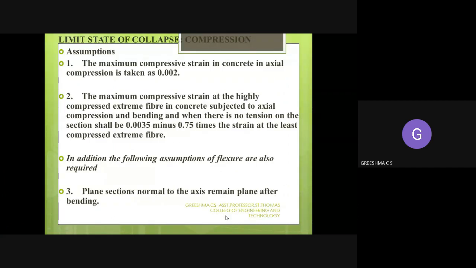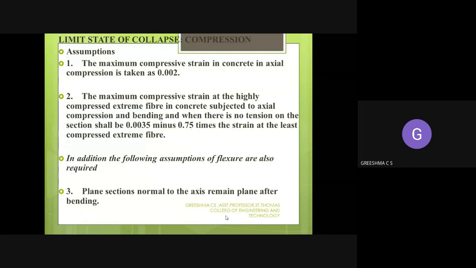So today we are going to study a theory that is related to the limit state of collapse. We already learned about what a limit state is and its different criteria. Today we'll learn how a limit state of collapse occurs in compression. Usually in a column you always have a compressive force. So, limit state of collapse and the assumptions.